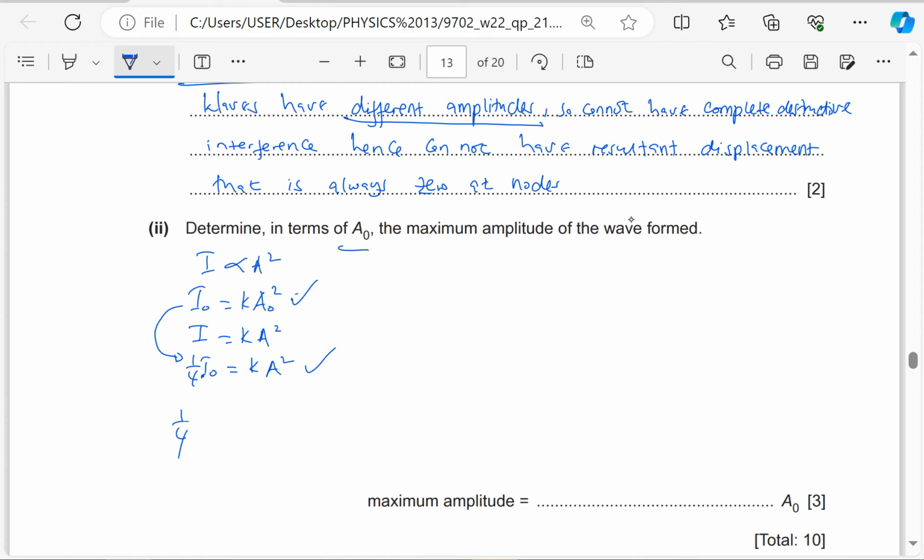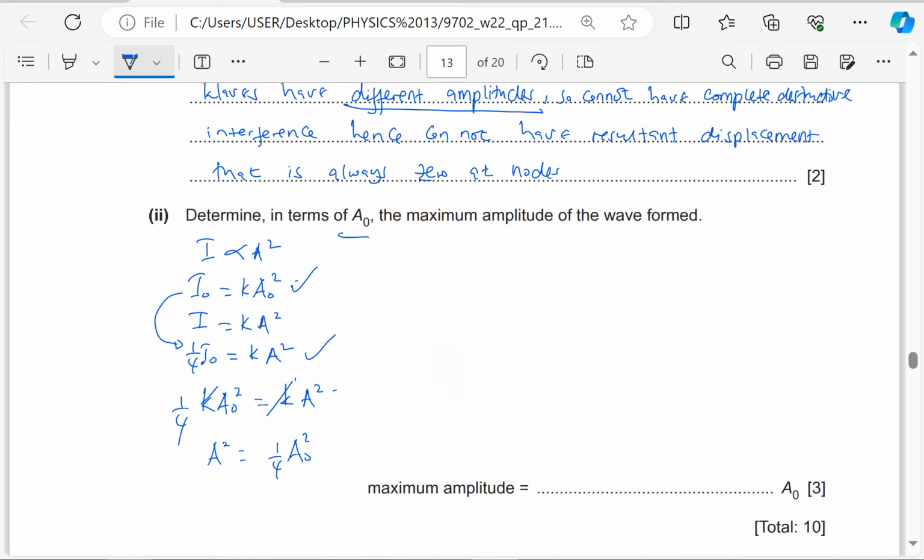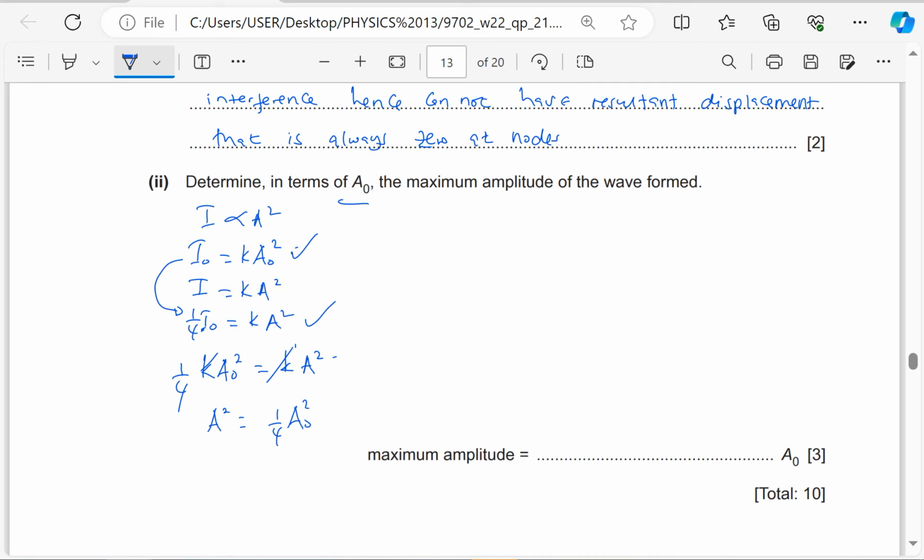So a quarter, where there is I naught, I'm putting K A naught squared, should be equal to K A squared. So K has cancelled out. And that means A squared equals 1 over 4 A naught squared. When I remove the square root, it means A, the new amplitude, is going to be 1 over 2 times A naught.